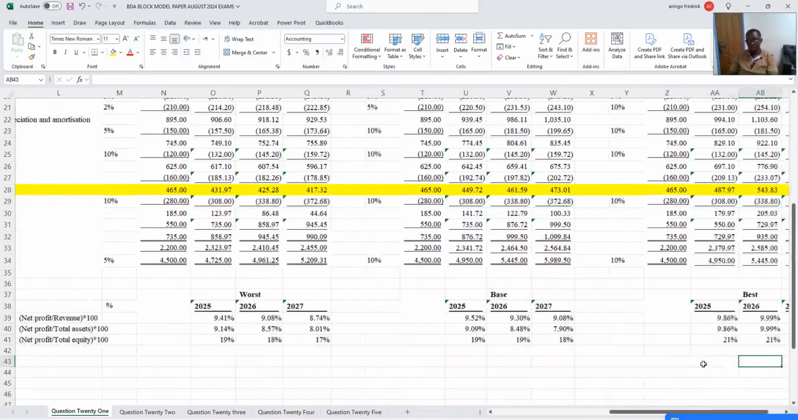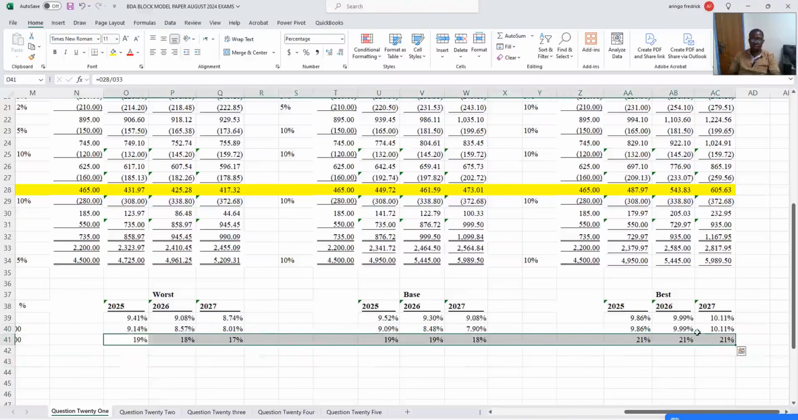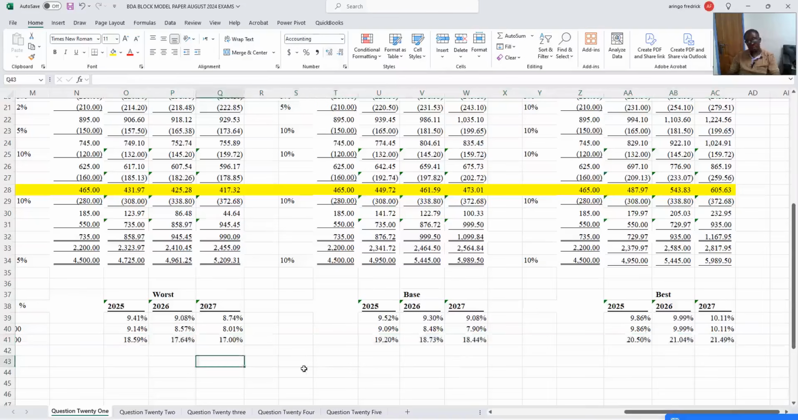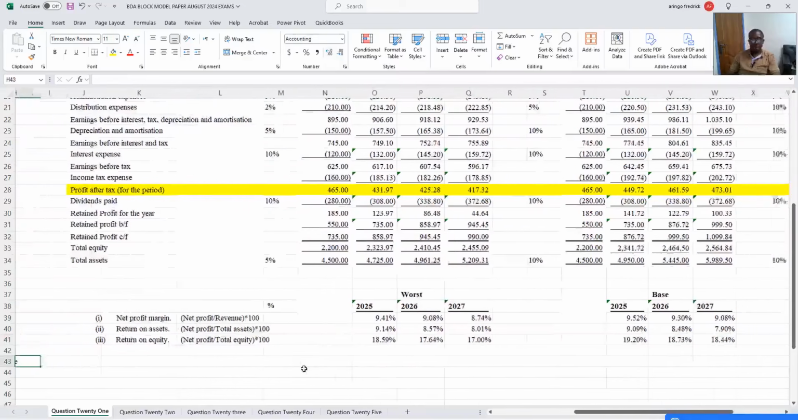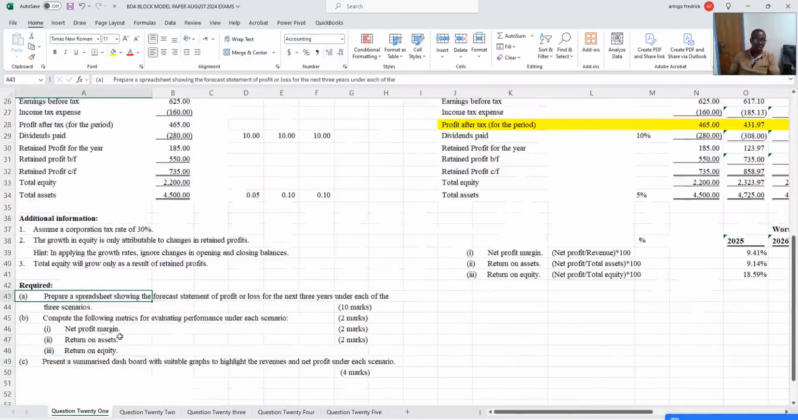So these are what you should be having. See? This is what we should be having. Again, if at all you want to increase your chances of accuracy, more than 2 decimal places. So we are done with the part where the good examiner wanted us to prepare to compute net profit margin, return on assets, as well as return on equity.